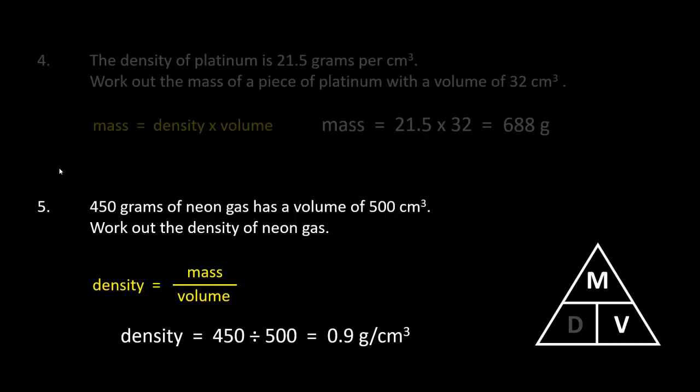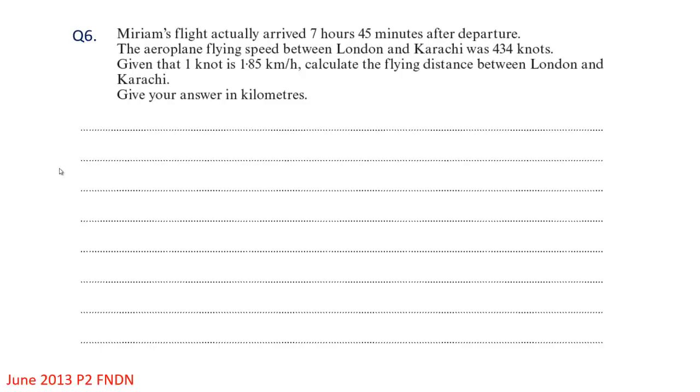And now we're going to have a look at these, which are exam type questions. Now, there's only 3, so just before you get stuck into them, I'm going to go through a little bit to start you off on number 6. This is quite a confusing question in some ways. Miriam's flight actually arrived 7 hours 45 minutes after departure. The aeroplane flying speed between London and Karachi is 434 knots. Given that 1 knot is 1.85 kilometers per hour, calculate the distance. So there's a couple of things we've got to do first. This was actually the second part of a question, which is why it might read a little bit strange.